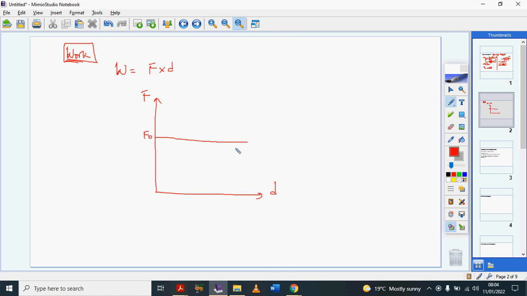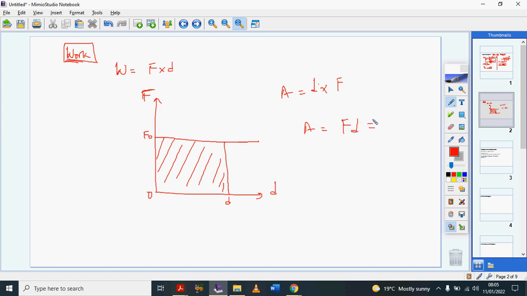It's some constant force that's acting or being exerted. So I hope we can see that the area under this graph, the area under this graph of a force versus displacement graph, is going to be area is equal to length times width, because it looks like a rectangle, and the length is d, some d value, and the width is some f value. And I hope you can see that the area is force times displacement, which is still work done. So when you look at a graph of force versus displacement, the area under that graph is representing work, or work done.